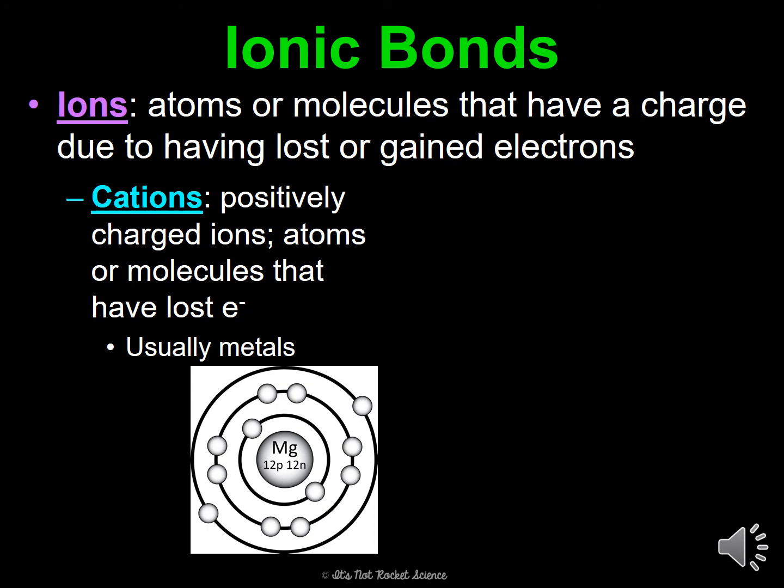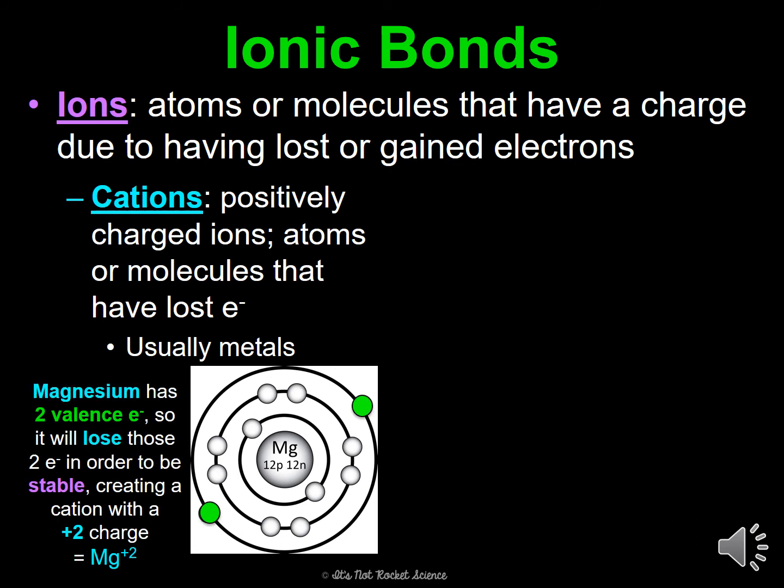metals. Magnesium. Magnesium shows that it has 2 valence electrons. In order for that outermost shell to have 8, it's easier for magnesium to lose those electrons. And now you want to think that it's opposite. If you lose an electron, that means it's positively charged. So magnesium would be Mg positive 2 in that superscript. Magnesium has 2 valence electrons, so it will lose those 2 electrons in order to be stable, creating a cation, which is a positively charged ion of positive 2.